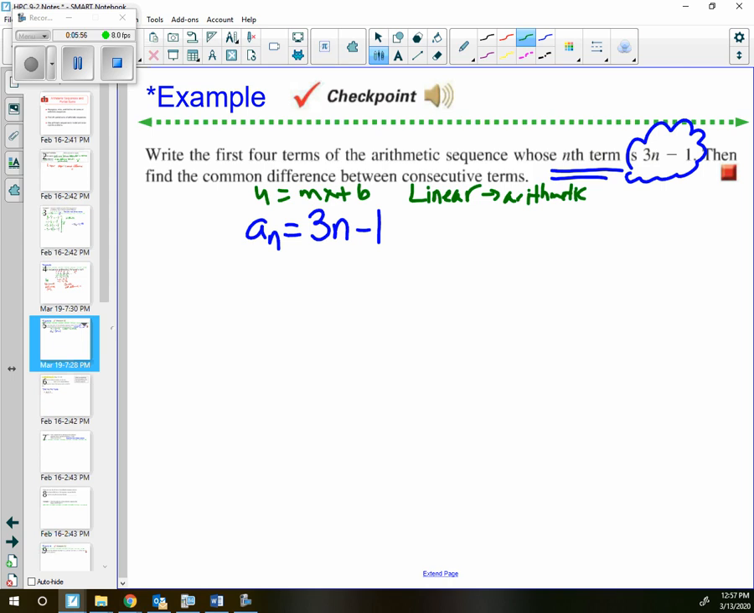So if I have a linear equation, a linear rule, I can find any terms I want by using the domain of that function. So what domain do they want me to use? Well, they want the first 4 terms. Okay, what does that mean? That means the domain values they want me to use for n would be 1, 2, 3, and 4 then. I'm putting in n equals 1, n equals 2, n equals 3, n equals 4.